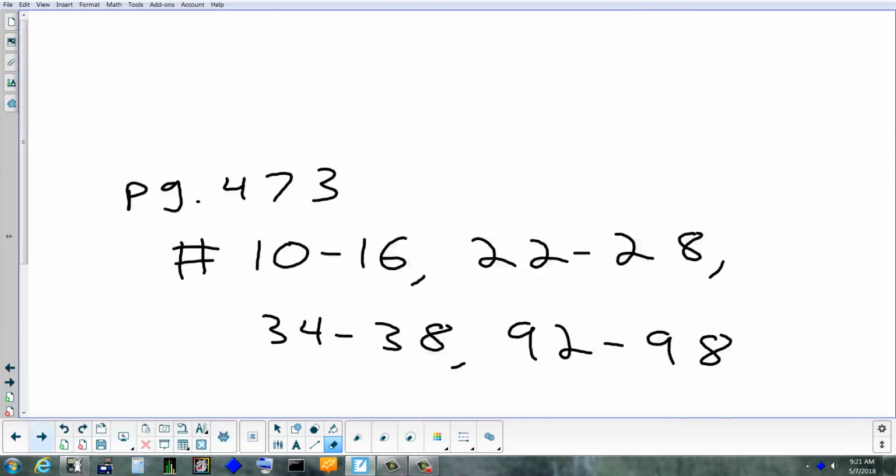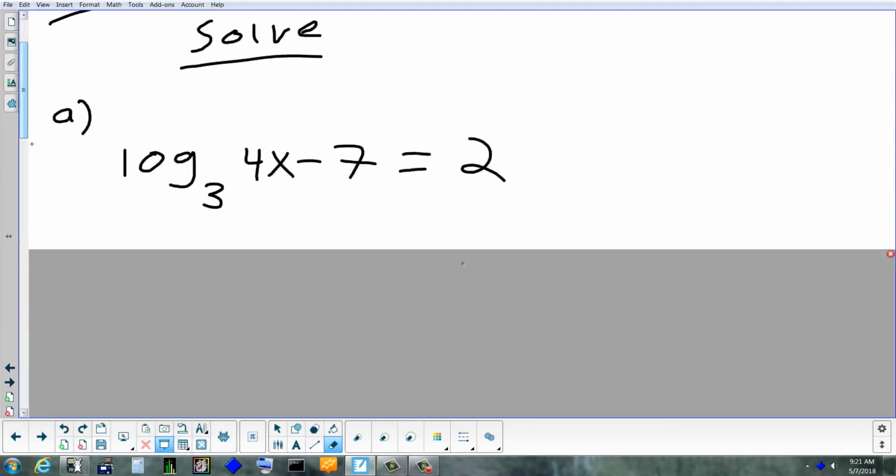All right, so we'll finish up with a few more log equations. So this says log base 3 of, and that whole thing in parentheses, 4x minus 7. You don't need parentheses. I put them there to make it clear to you, but that's all the argument. And that equals 2.